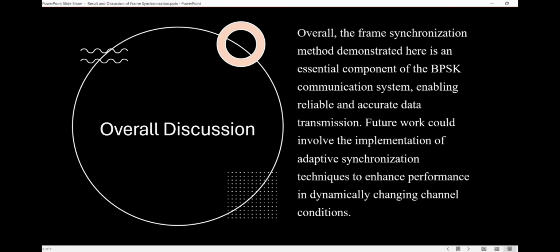Overall, the frame synchronization method demonstrated here is an essential component of the BPSK communication system. It enables reliable and accurate data transmission. Future work could involve the implementation of adaptive synchronization techniques to enhance performance in dynamically changing channel conditions.